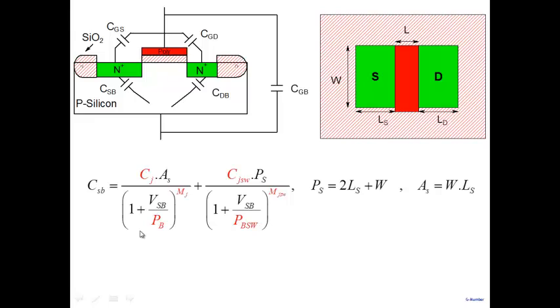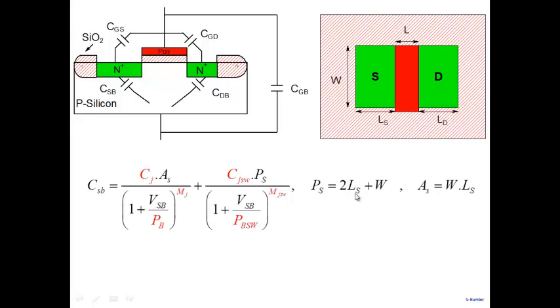It has two parts. An area part, which depends on the area of the source, Ls times W, and a perimeter part. Perimeter part meaning it comes about along all the edges here. And as I said, only 3 edges are involved. So the perimeter is 2 Ls plus W, 2 times the source length plus W. So that's the perimeter that we are talking about here.